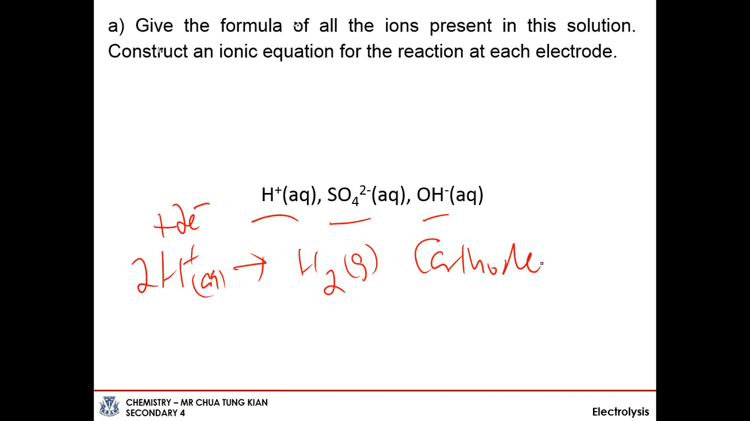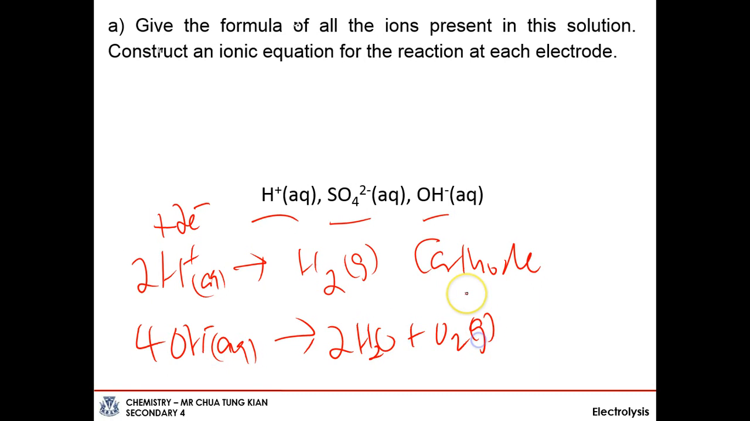What about the OH minus? The OH minus loses electrons to give you water and oxygen gas, and 4 electrons at the anode. So these are the 2 ionic equations occurring at each electrode.